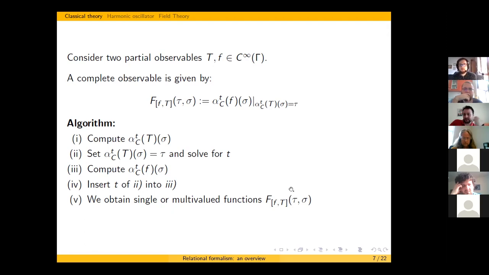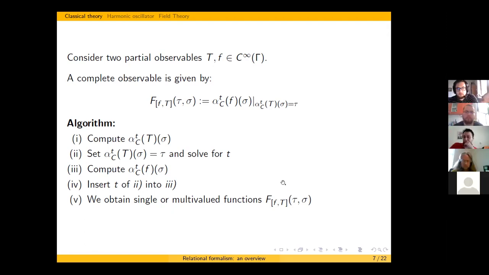Well, I meant more that here you have two partial observables, T and F. If you add some more partial observables, like you said, the kinetic energy and potential energy, in a more complicated system, and you construct the set of complete observables F with each of the pairs, would you get different complete observables, or would it be the same? Yeah, of course. We can choose whatever we want. It depends on what we are looking for.